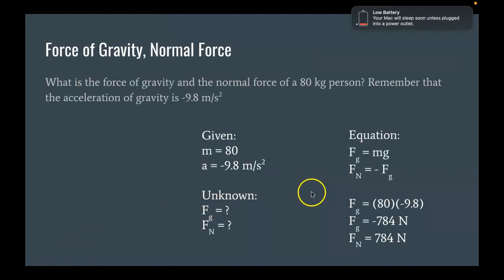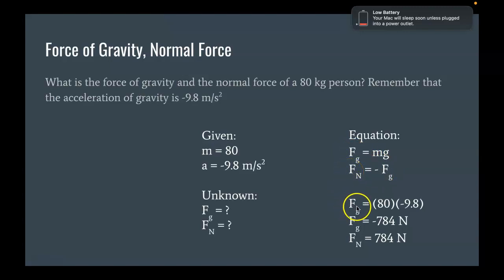So a couple of equations that we can use here. Oh, I think I skipped over that one. Okay, 2 equations that we can use here. Force of gravity is mass times the acceleration of gravity. And then normal force is just the negative of the force of gravity. It's equal and opposite to the force of gravity. So first we have to figure out force of gravity, and then we can easily figure out normal force.